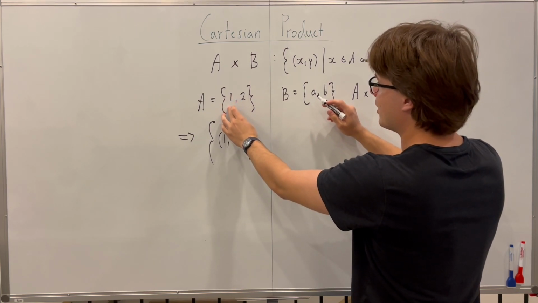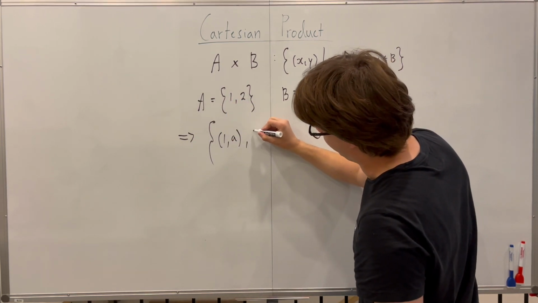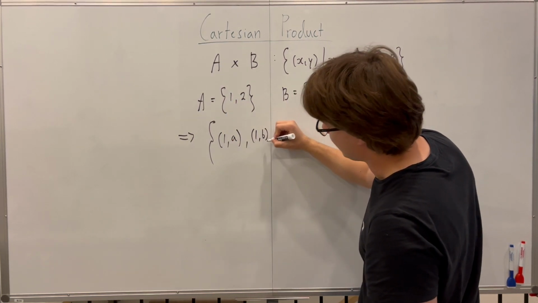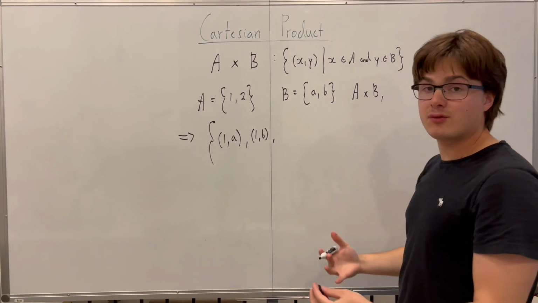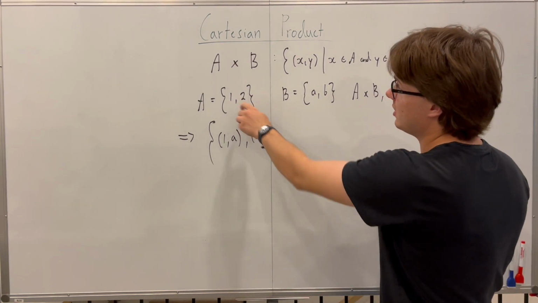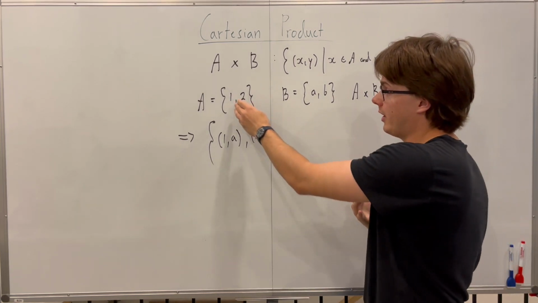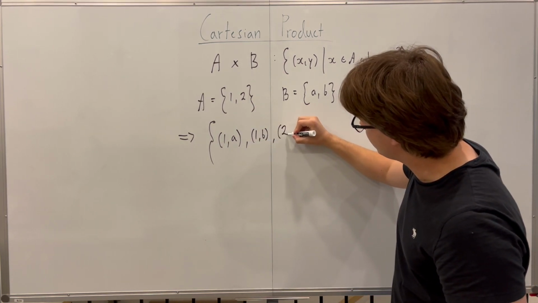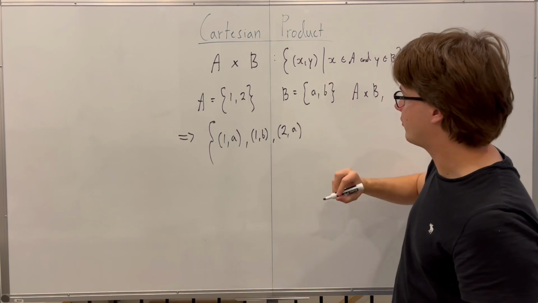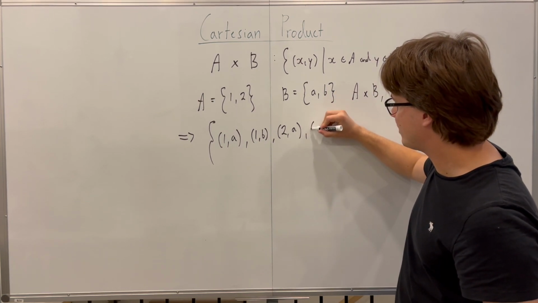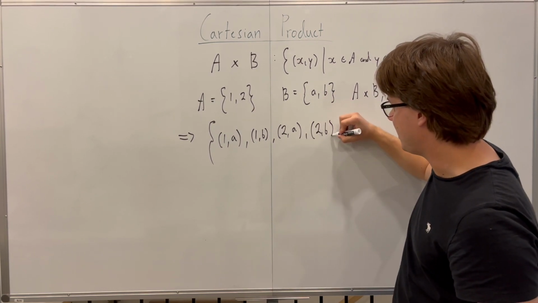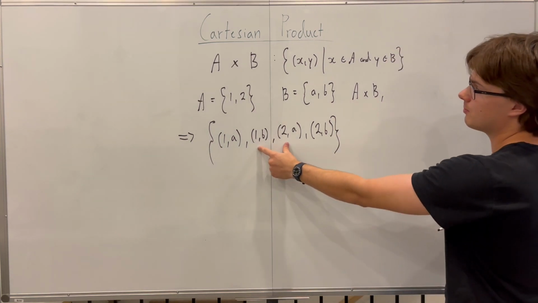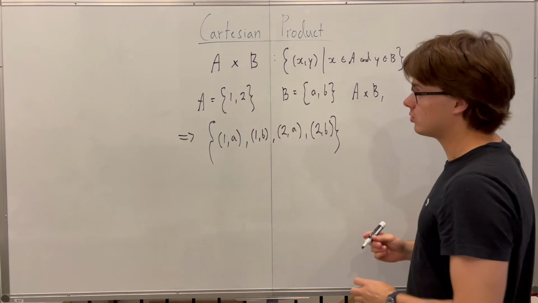So we've already paired 1 with a, next we have to pair 1 with b. Awesome. What's left for our ordered pairs? Well, we've done everything. We've done all the ordered pairs with 1. Now let's do all the ordered pairs with 2. So then we say 2 comma a. We've paired it with the first element in B. And then we can finally say 2 comma b. So this would be the Cartesian product of these two sets.